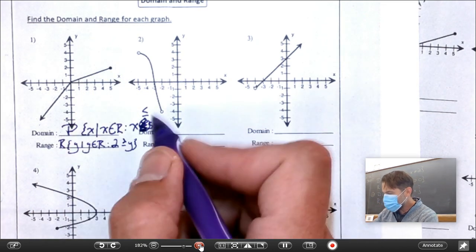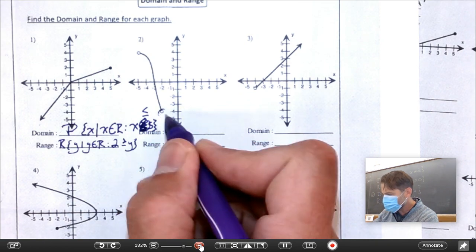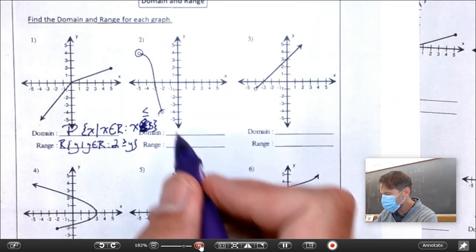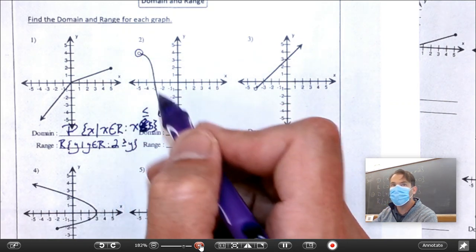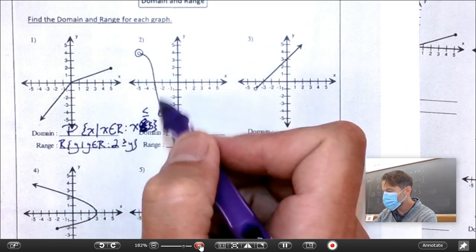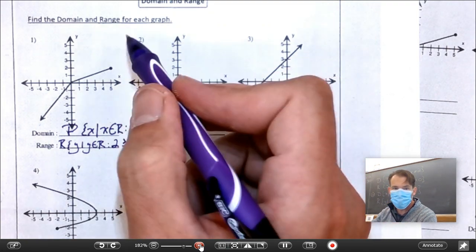Now, over here, I have open circles. When you see open circles like this, they indicate that that value is not included. I have to exclude open circle values. Okay. So here, let's label this point.